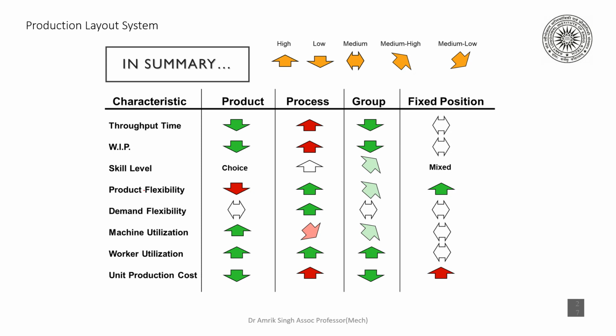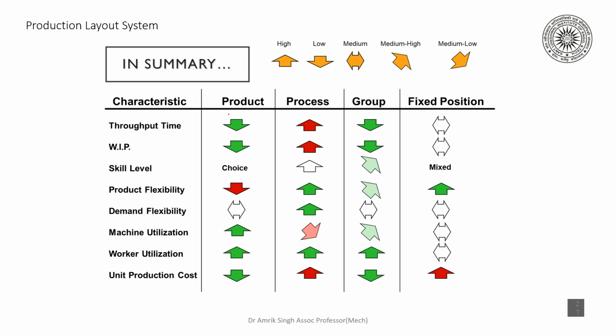The flexibility of the product is low here. It is high. It is medium to high, and it is low. You see demand flexibility in the product case. It is medium. It is very high in the process. It is group, and it is again medium.